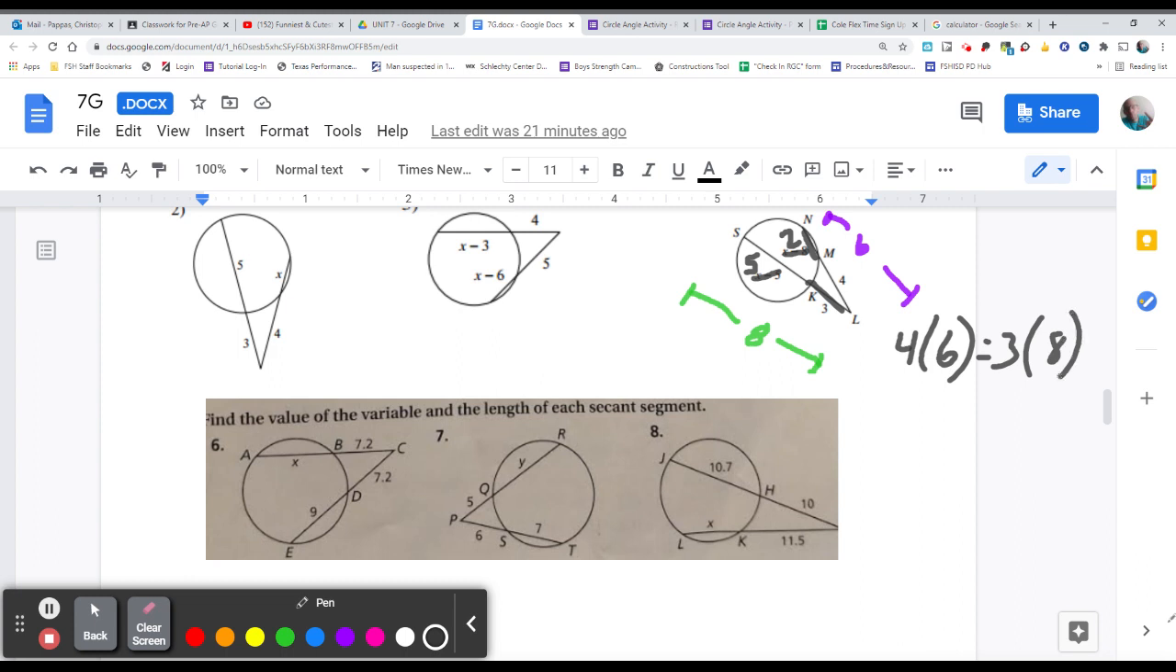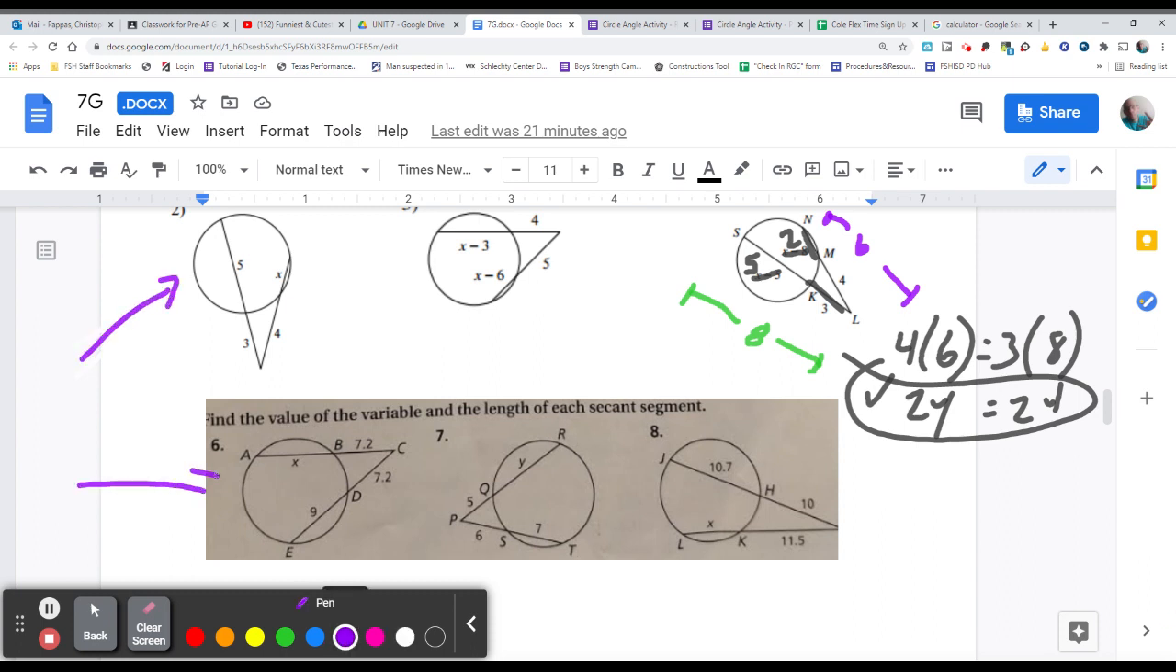Well, it matches up. 4 times 6 is 24. 3 times 8 is 24. So that's how we get our answer. That sort of works right there. Okay. If this is confusing to you, I would suggest doing this one, and then those 3 right there, just in case you're having difficulty with it.